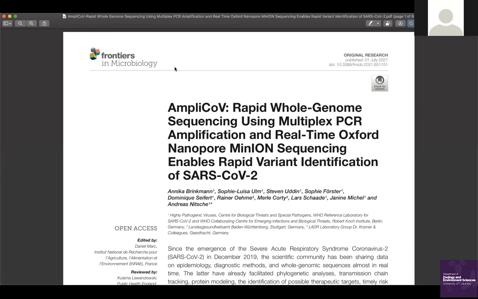Locally we are generating new variants, right? Madam, is this for me? The question? Yeah, maybe. Yes, we didn't find any epsilon, so at the moment it's only the Delta variant and the UK variant circulating here.